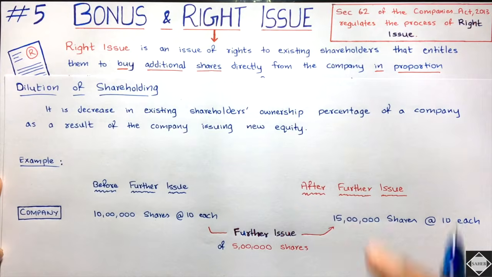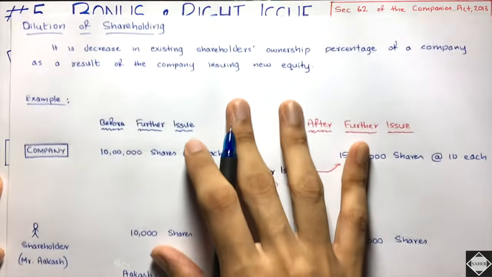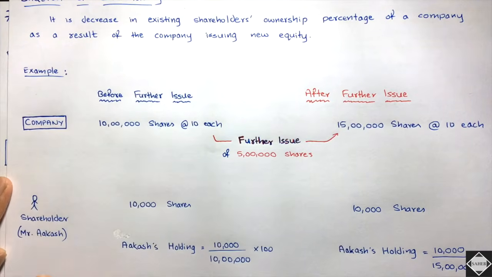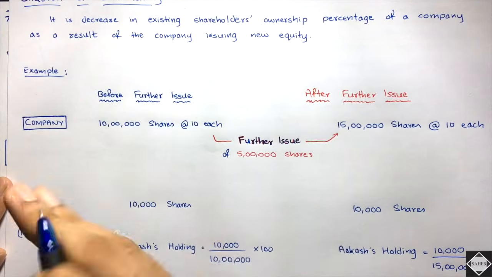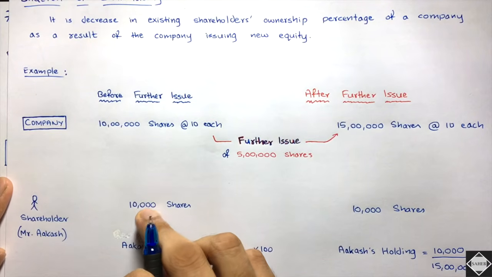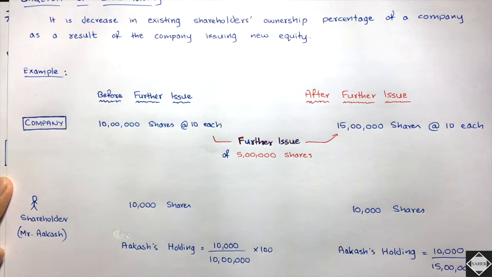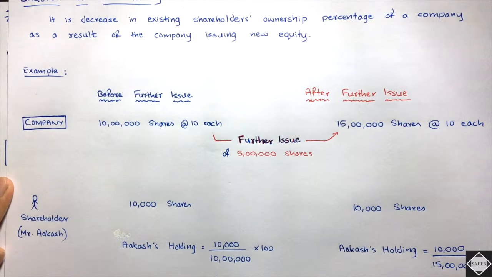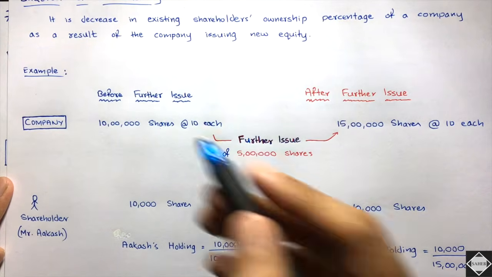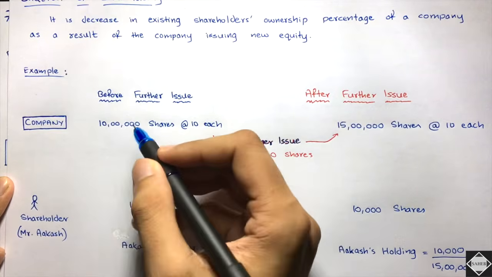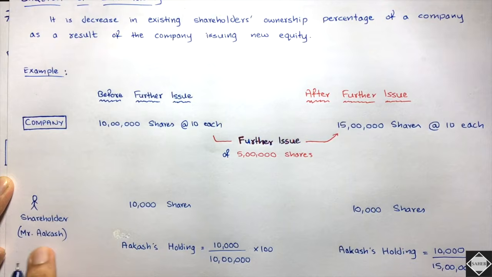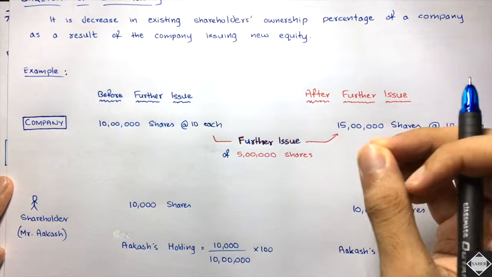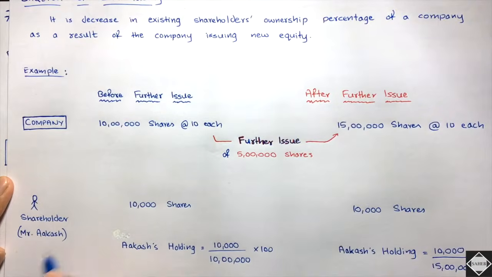So now what will happen? Let's take a simple example of an existing shareholder, Mr. Akash, who was there from the beginning. Before the further issue, Mr. Akash had how many shares? 10,000 shares. After the further issue also, he has 10,000 shares. So now what is happening? Understand. Total shares in the company were 10 lakh and then it became 15 lakh. But Mr. Akash has the same number of shares, 10,000 shares. So obviously, the percentage of ownership of Akash will go down.